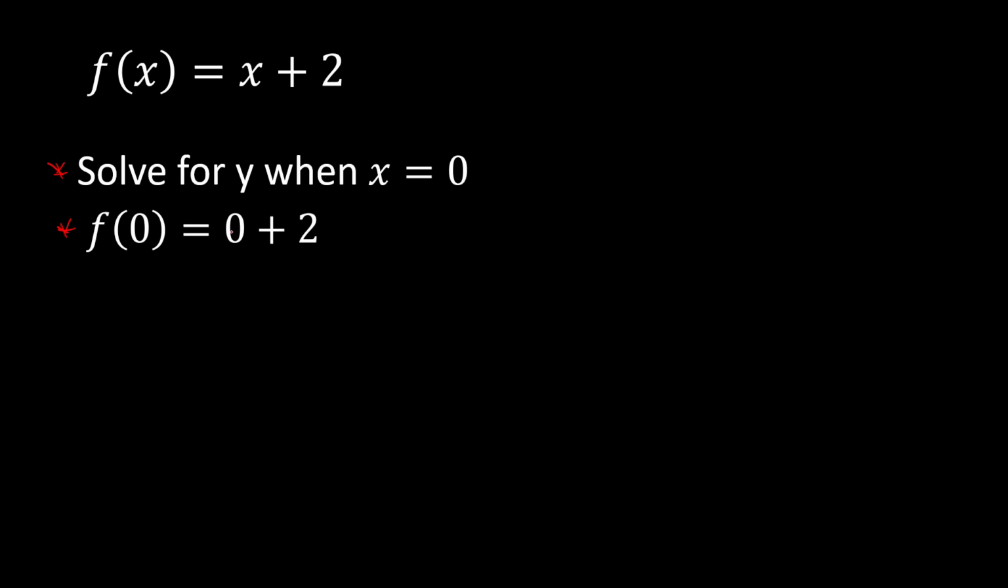So for solving purposes, you just plug a 0 in for x, and now instead of x plus 2, we have 0 plus 2, which would just be 2. So y would equal 2 when x is 0. So that would be my solution. When x is 0, y is 2, and that's what it means.